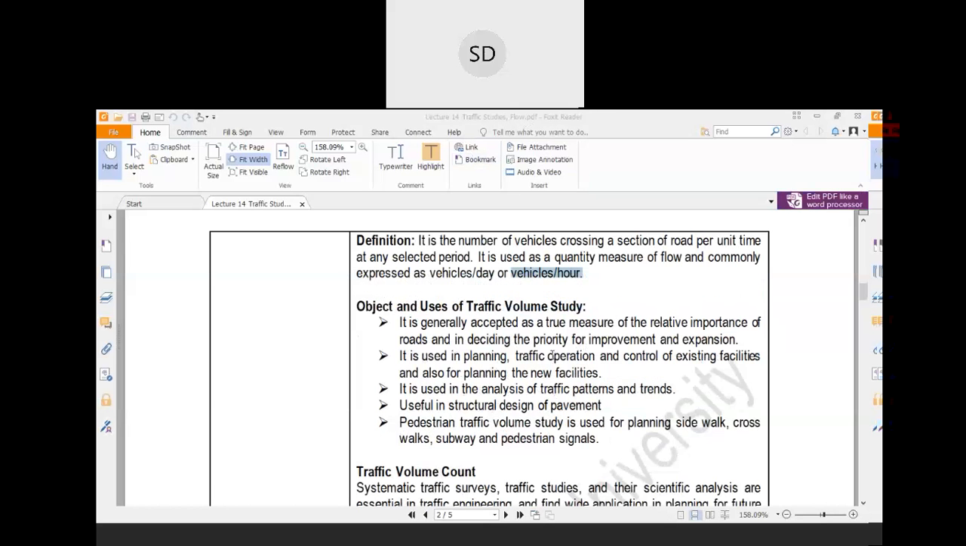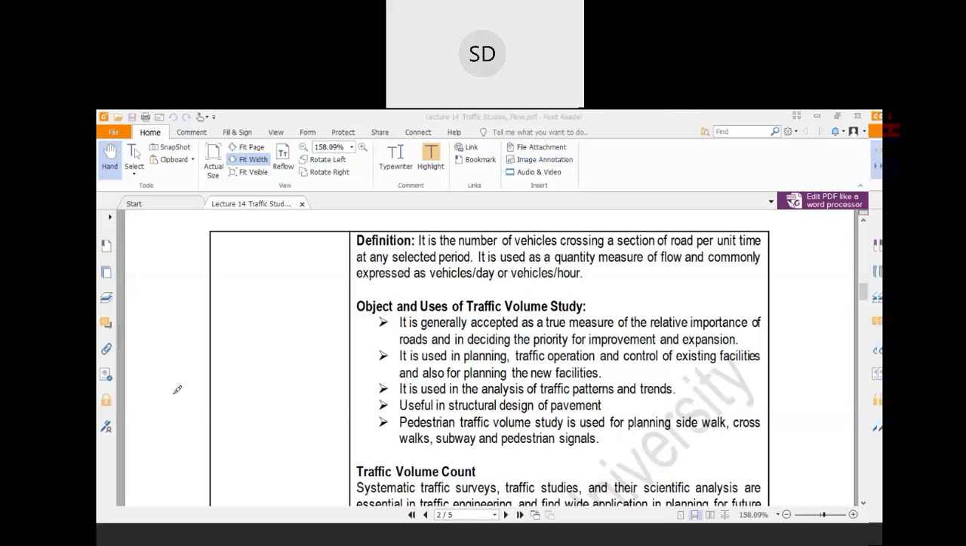Now, coming to the next portion, what are the objectives of this traffic volume study? So, the first one is it is generally accepted as a true measure of the relative importance of the road and deciding priority for improvement and extension. So, what does this mean? That true measure of the relative importance of the road.